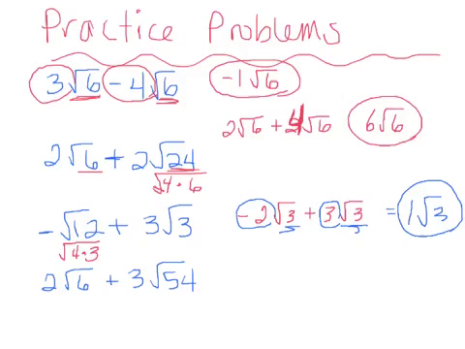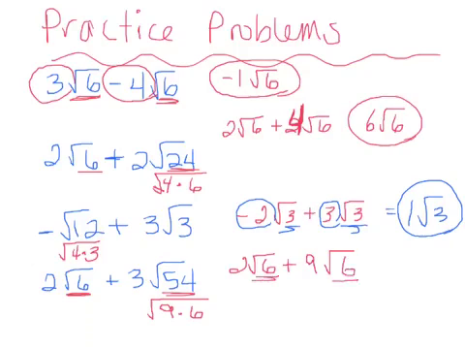I need a common radical to add. So 54 breaks up into 9 times 6. The square root of 9 is 3. So I have 2 square roots of 6 plus the square root of 9 is 3. 3 times 3 is 9. 9 square roots of 6. Now that I have matching radicals, I can add the coefficients. 11 square roots of 6.